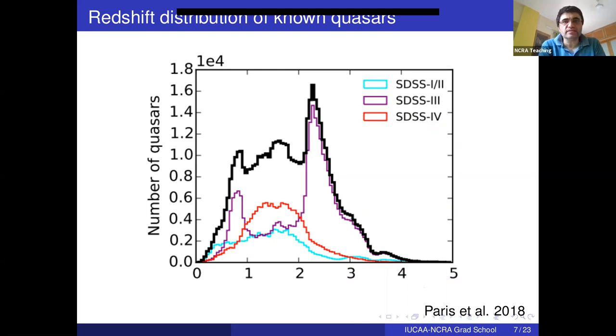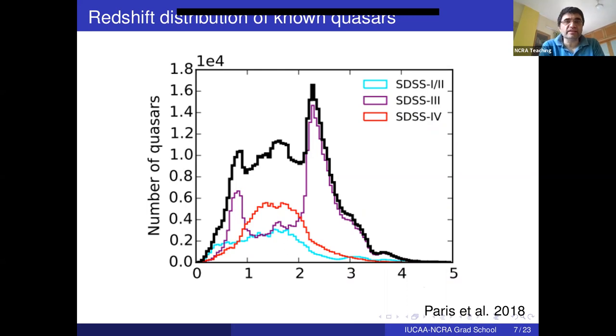In SDSS 3, they changed their strategy. They said that we should have a separate strategy for finding low redshift quasars and a separate strategy for finding high redshift quasars. And so they actually managed that. They found a lot of quasars, that's indicated by the purple line here. They found a lot of quasars at redshift less than 1, but they also found many, many quasars between redshifts 2 and 4 or so.